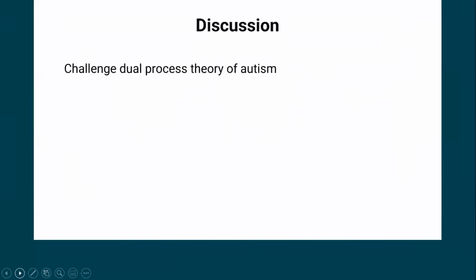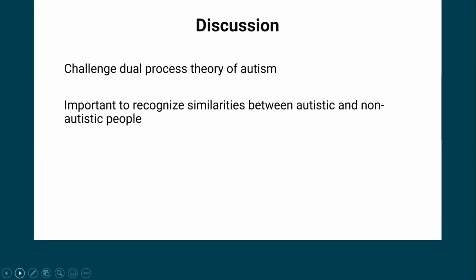Together, we interpret these findings as challenging the dual process model of autism, with more evidence of similarities between autistic and non-autistic people than differences. As such, we caution against the practical applications of the model. In light of these findings, we would also suggest that identifying and highlighting the similarities between autistic and non-autistic people may be an important way to refine future psychological theories, but also to improve attitudes towards autism.